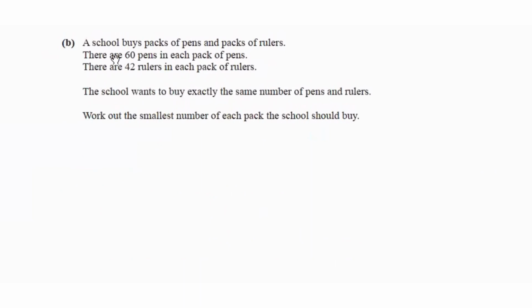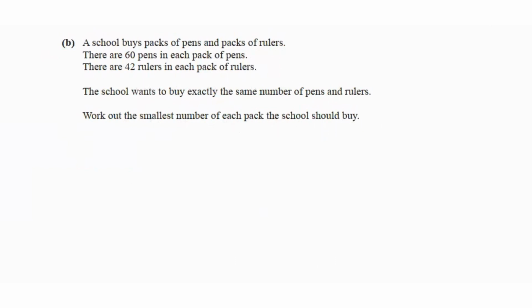In the next part, it says a school buys packs of pens and packs of rulers. There are 60 pens in each pack of pens. There are 42 rulers in each pack of rulers. The school wants to buy exactly the same number of pens and rulers. Work out the smallest number of each pack the school should buy.